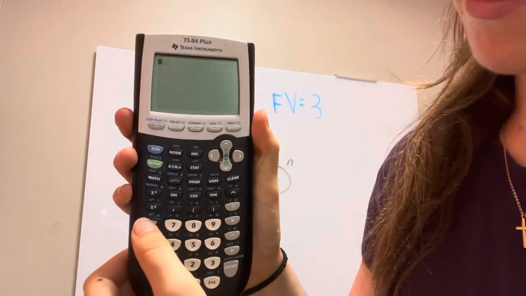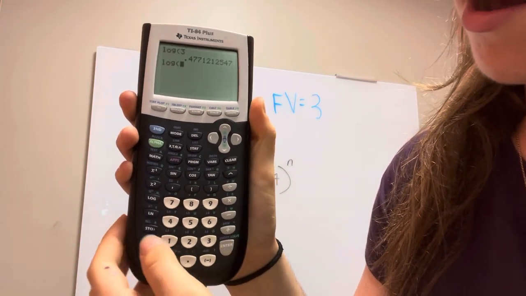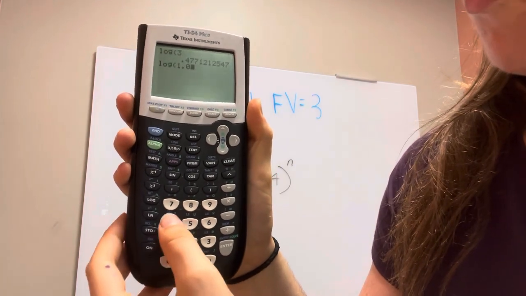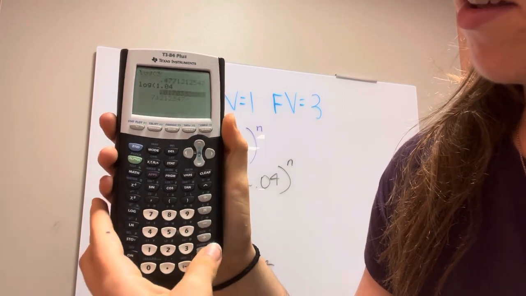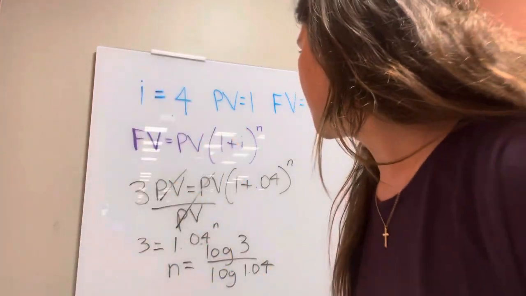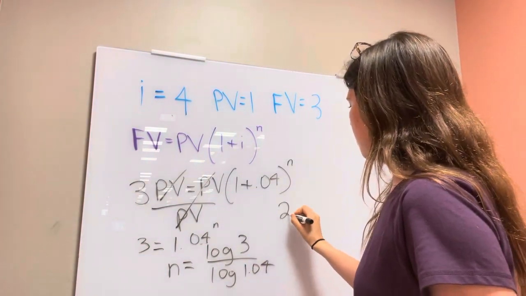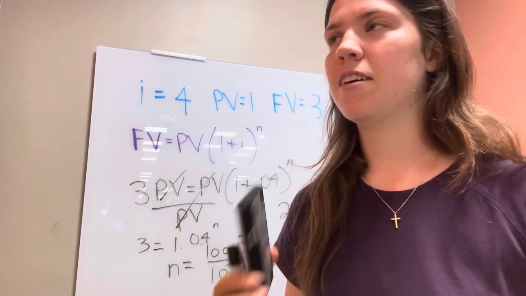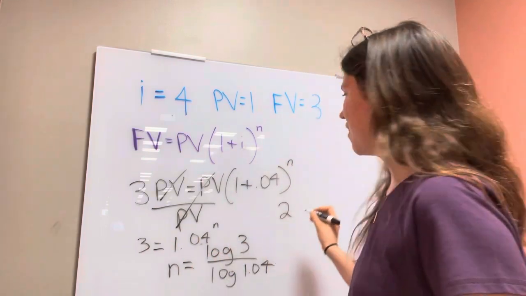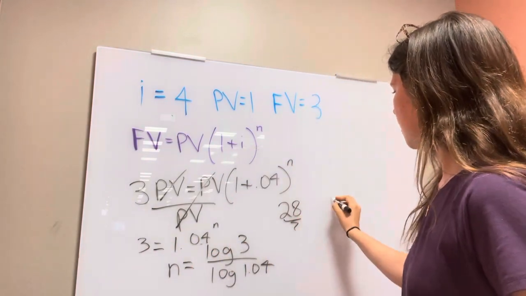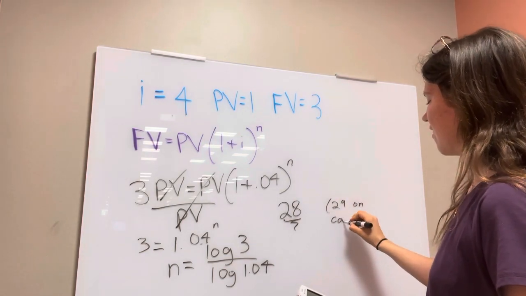On this kind of calculator, you can just go log 3, enter, and then log 1.04, enter, divided by, and there we go. I'm getting 28 rounded down, 29 rounded up, because your financial calculator is going to, even if it's like 28.01, round up, so it's kind of interesting, but 29 on calculator is the number we're looking for.